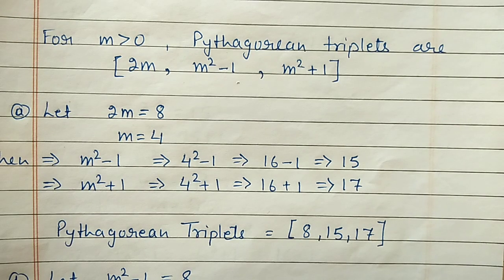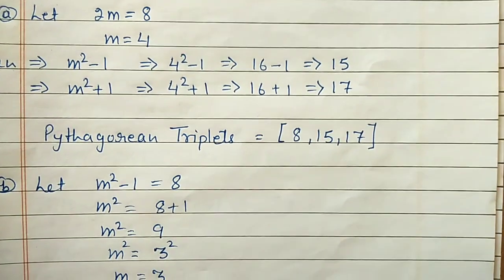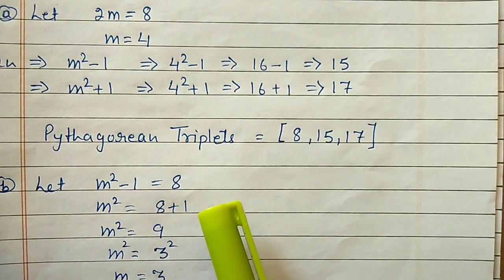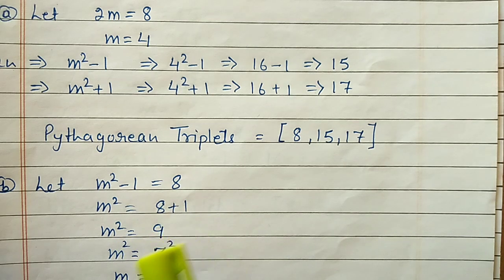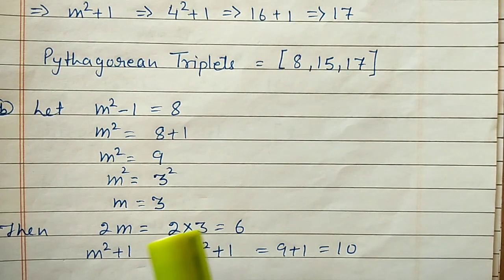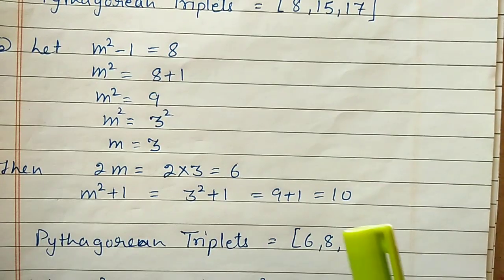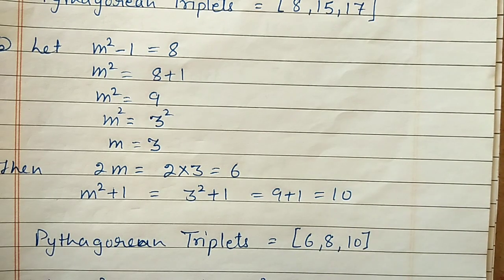Now we will take this 8 for the second number. M square minus 1 equal to 8. Then this minus 1 will go to the other side and become plus. M square is equal to 9. M square is equal to 3 square. So m value is 3. Now this m value we put for the first and third one. For the first one, 2m, 2 into 3, 6, and for the third one, m square plus 1, 3 square plus 1 means 9 plus 1, 10. So Pythagoras triplets are 6, 8 and 10.